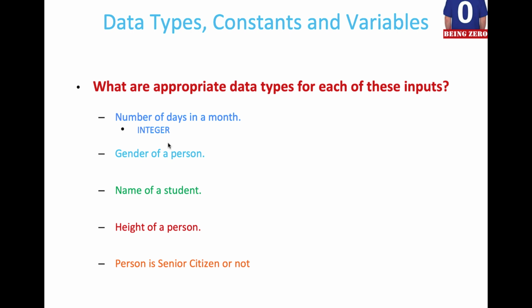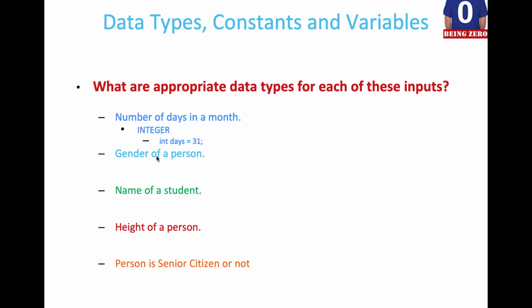So such number which does not have decimal part, we call it integer. And the way we declare an integer in C, we say int, that's the data type, days is a variable, equals 31, it's a constant. So 31 we will call as integral constant, and there is a semicolon after that. So this is how we can represent days in a month.